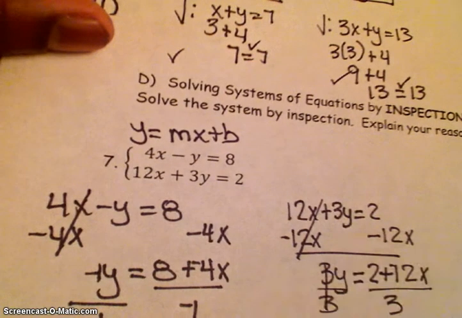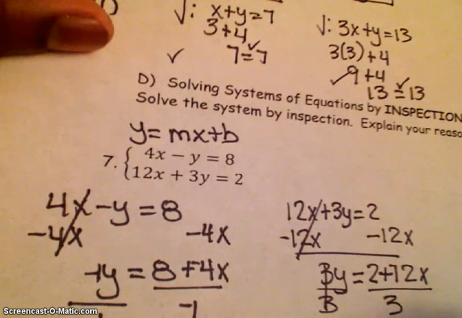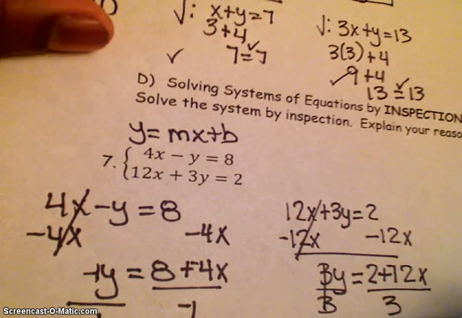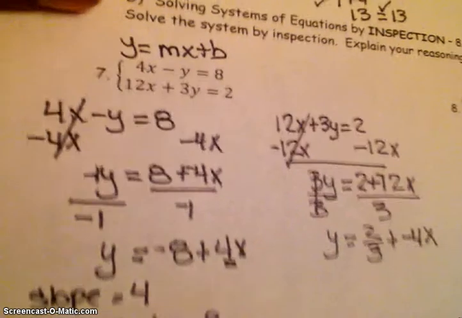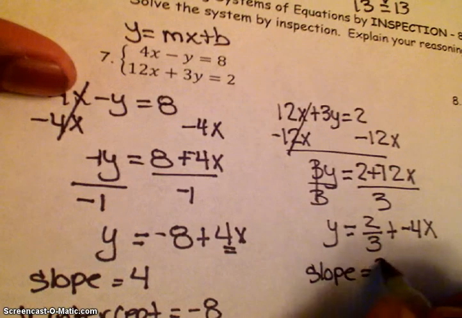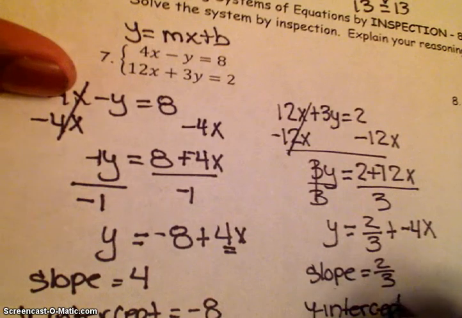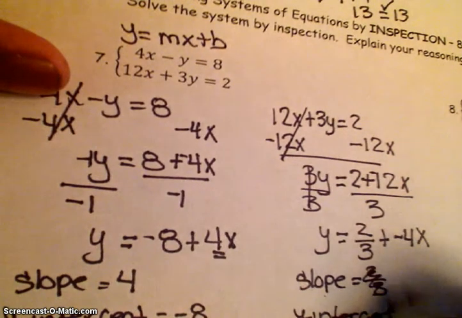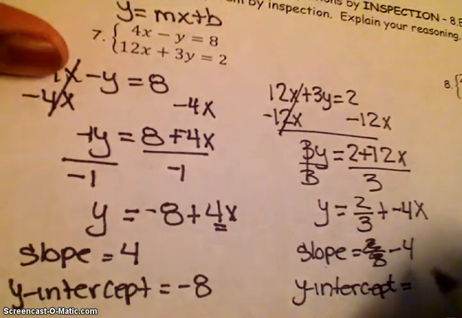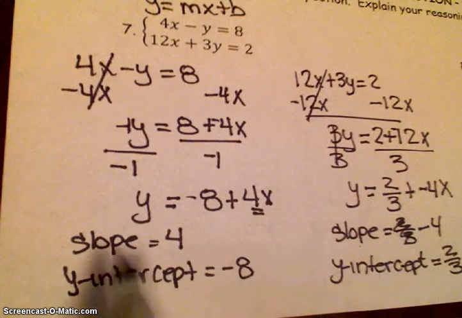3 divided by 3 simplifies to be 1. 1 times y is y equals 2 divided by 3. I'm just going to leave it as 2/3 plus I have a negative 12 divided by 3 is going to give me negative 4x. So my y-intercept is 2/3, and my slope is a negative 4.